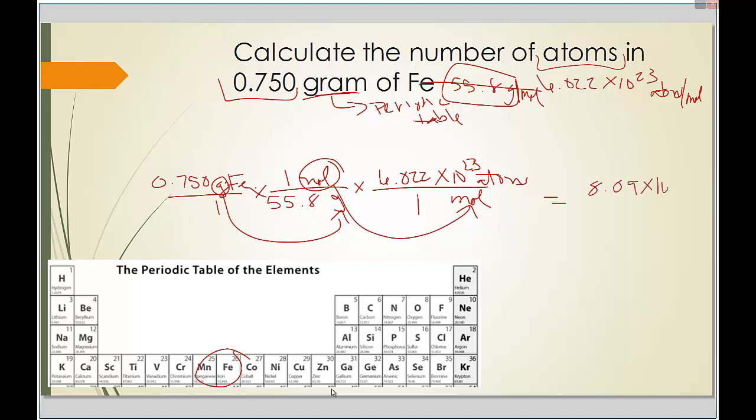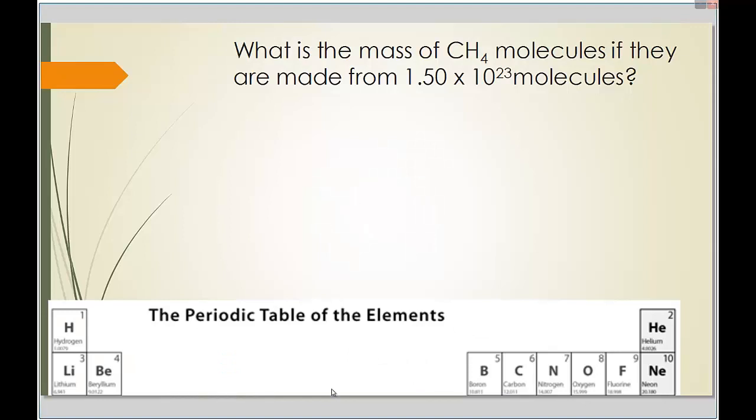Now keep in mind, if you have something different up here, chances are you're probably putting the times 10 in wrong. Make sure you do that properly with the EE button. Let's try another one. What is the mass? So I see the word mass, which means I need the molar mass of CH4. So before I go on, let's do CH4.